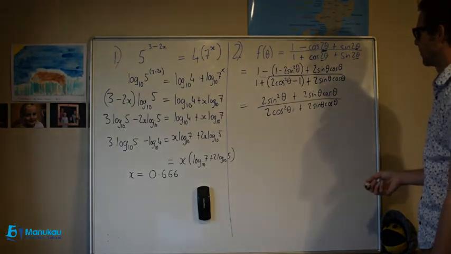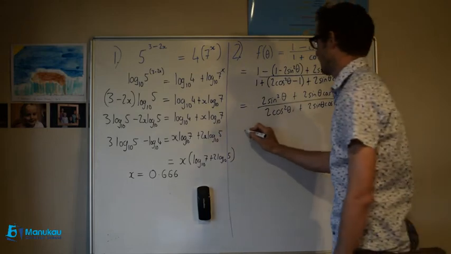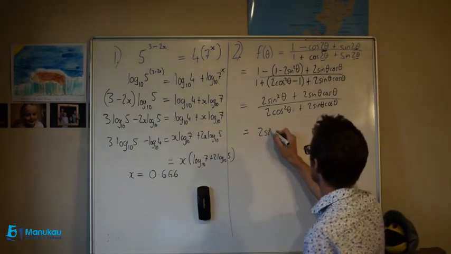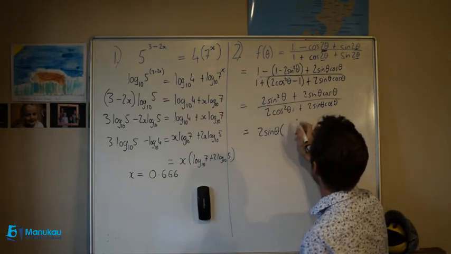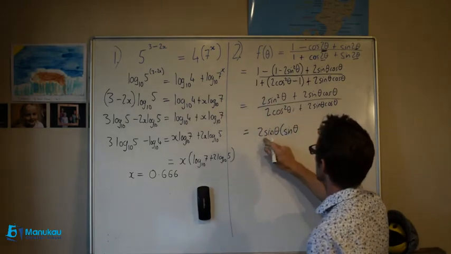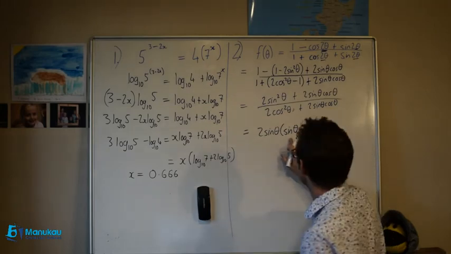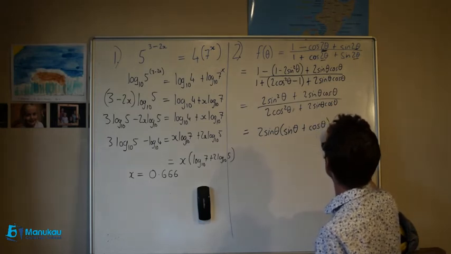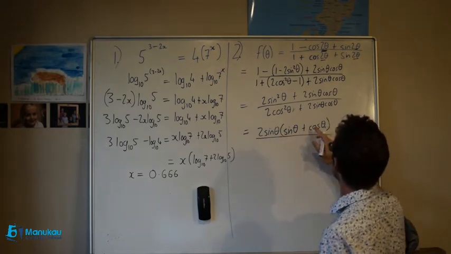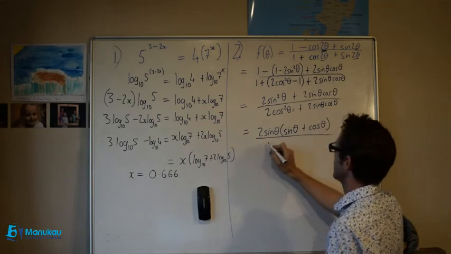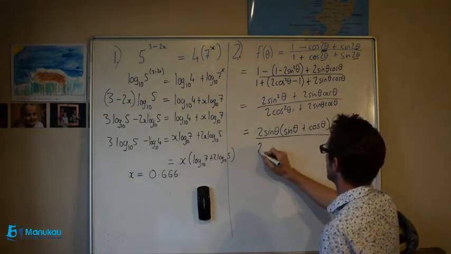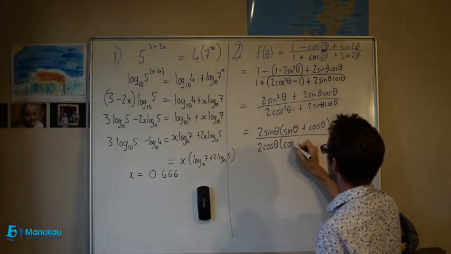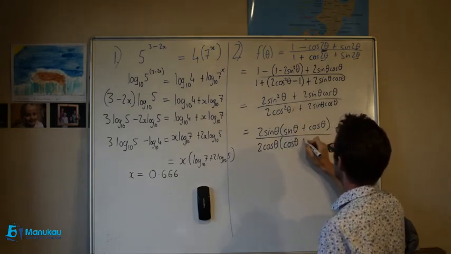Well, we probably want to see if we can factorise. So out of the top, I'm going to take 2 sine theta. And then the first term is sine theta, because 2 sine theta times sine theta is, of course, 2 sine squared theta. And then this one is simply cosine theta, since 2 sine theta times cosine theta is 2 sine theta cosine theta. Now out of the bottom, I'm going to take 2 cosine theta. And then I'm going to have cosine theta for the first term plus sine theta here.